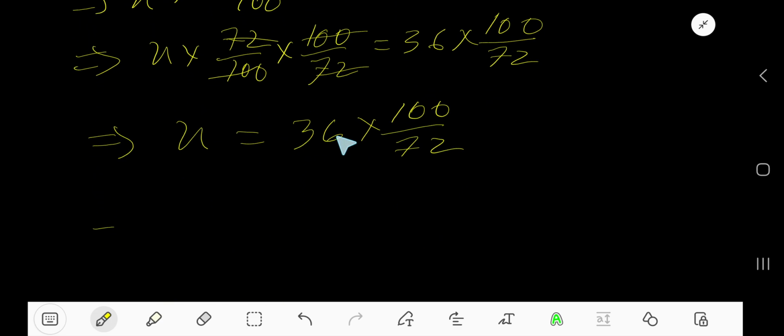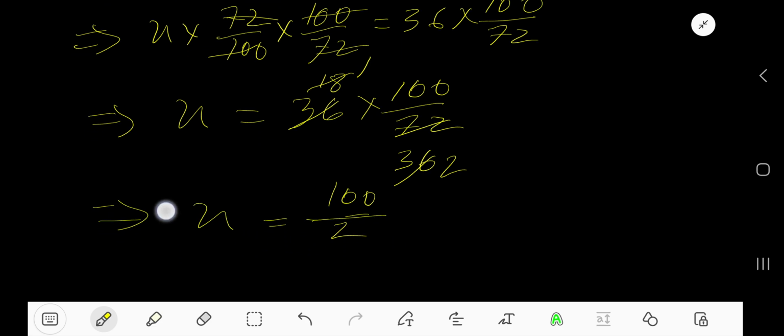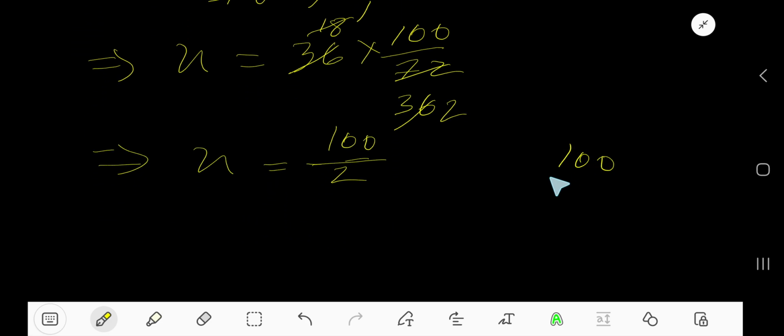Now divide this 36 by 2, you will get 18. Divide this 72 by 2, you will get 36. Now divide this 36 by 18, you will get 2. Divide this 18 by 18, you will get 1. So basically you are getting 100 divided by 2. 100 divided by 2 means 50. So x equals 50.